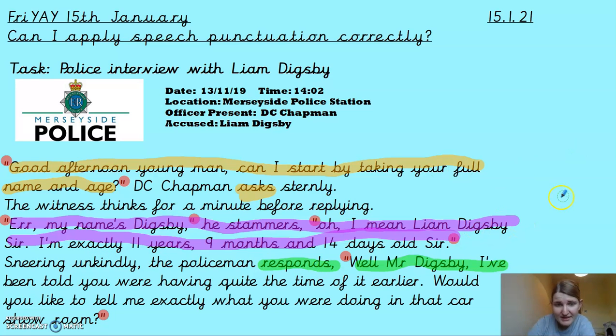A few other things, you can see I've got loads of commas and I've got capitals at the start of whenever somebody new is talking, or they're starting a new sentence. Like I said, the policeman is interviewing him as to what on earth he was doing in the showroom, what actually happened. He's asking for Liam's account of that.